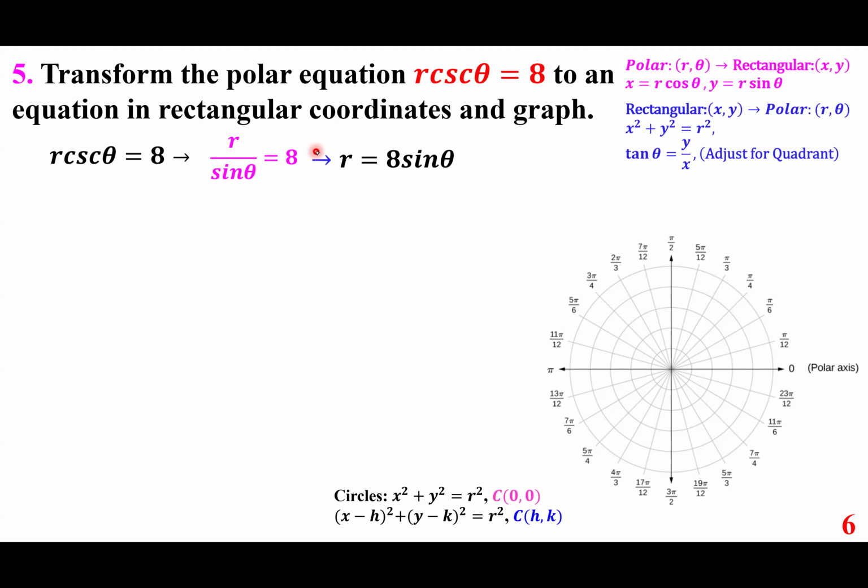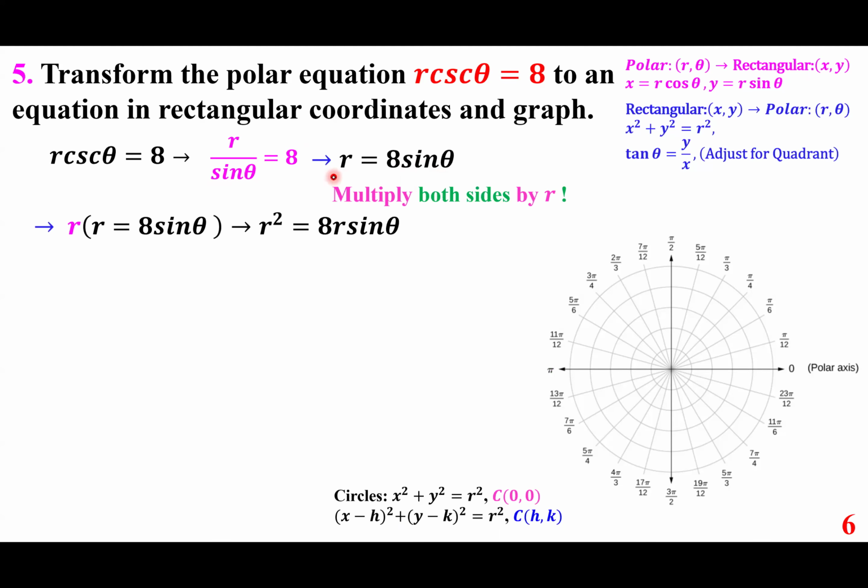Now, class, whether we are dealing with a number times sine or a number times cosine, and on the other side is r, the technique is the same: multiply both sides by r. We did that for the previous example. So when we do that, we get r squared equals 8r sine theta. This can be replaced by r squared equals x squared plus y squared. And then r sine theta is y. So therefore, we get x squared plus y squared equals 8y.